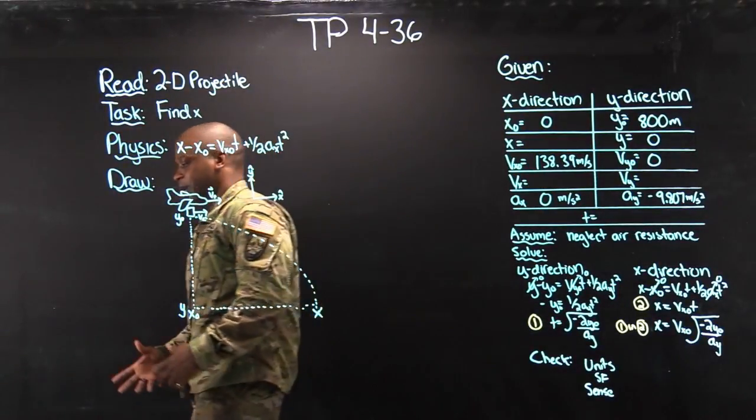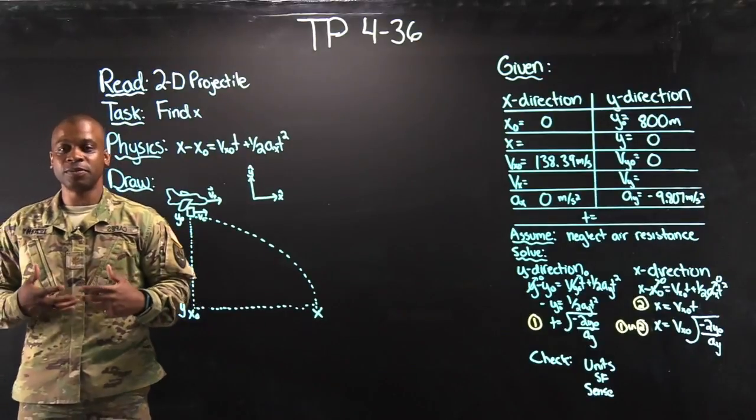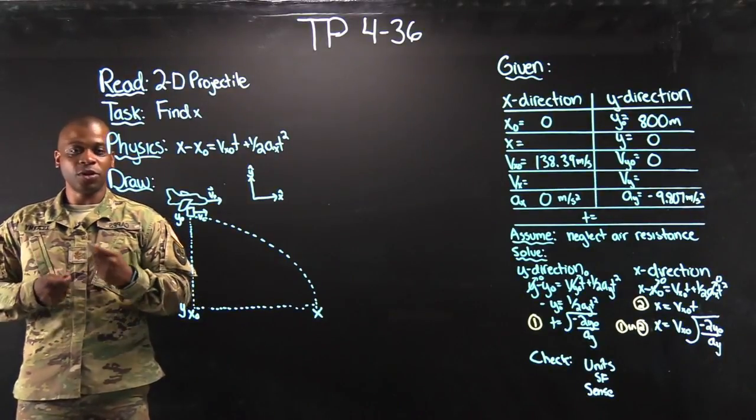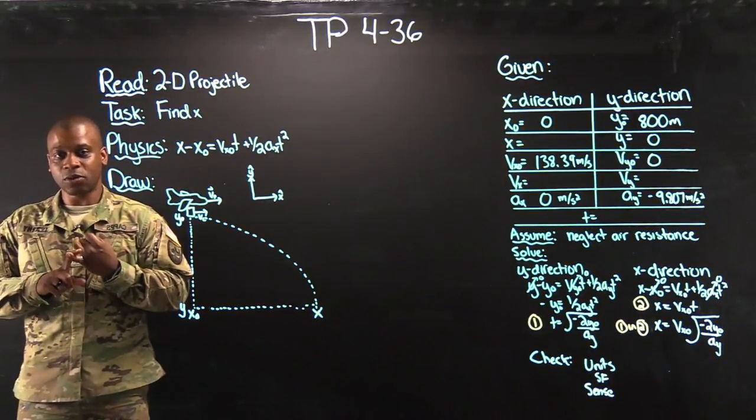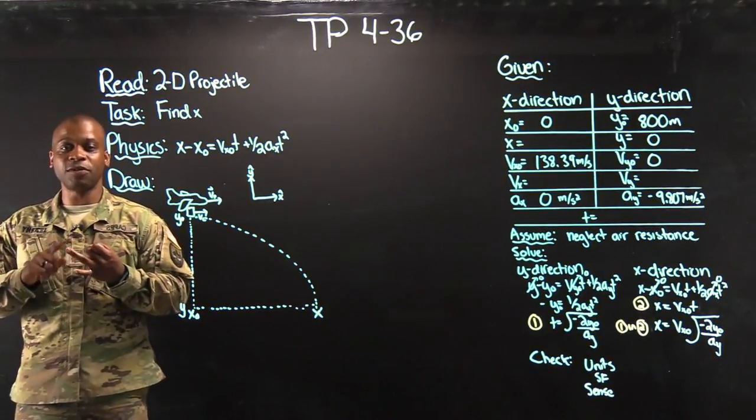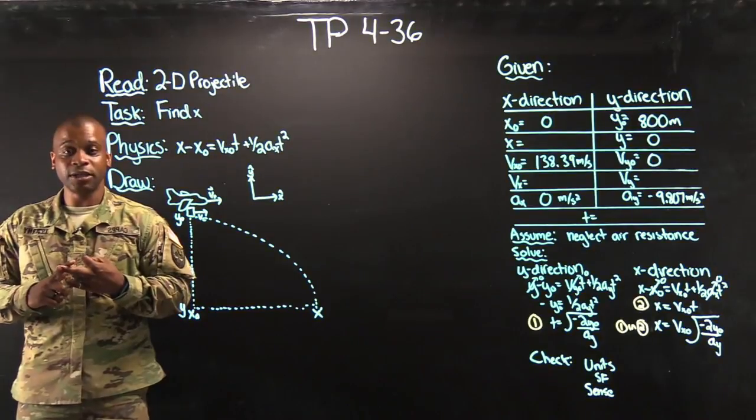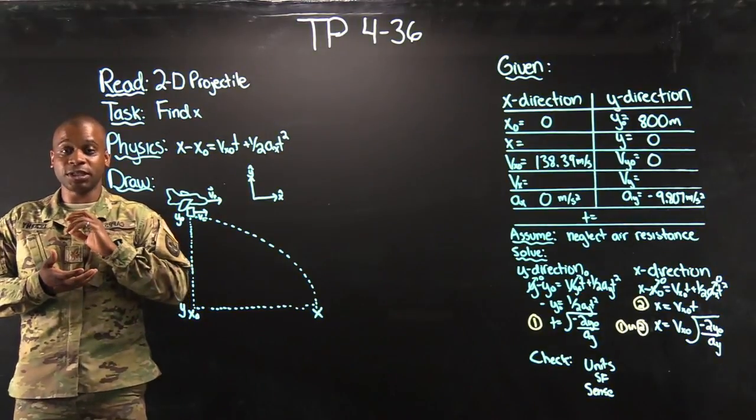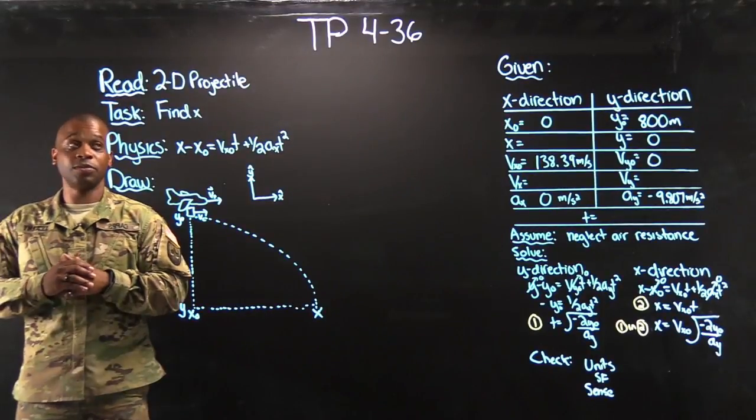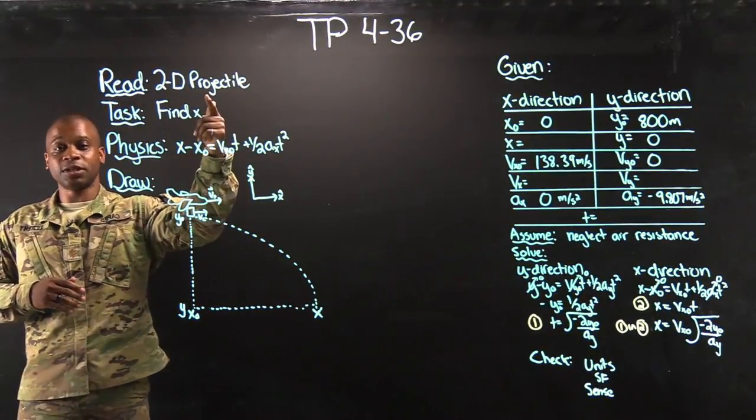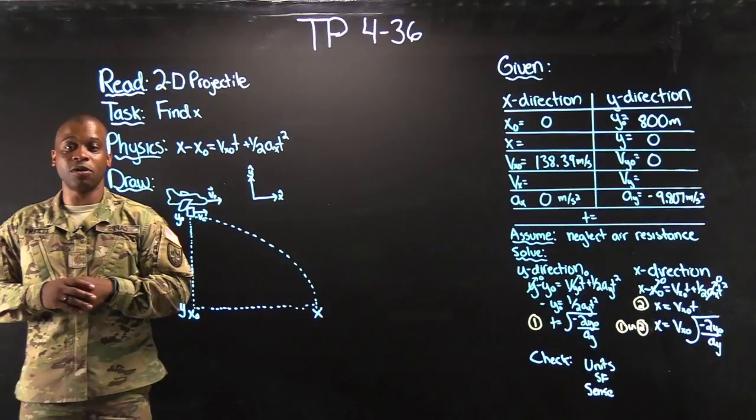TP4-36. Now, when you first read this problem, you have to think to yourself, what are some clues to help me solve this problem? Well, they talk about distance or horizontal displacement, they talk about velocity, and they talk about height. They talk about some projectile leaving an airplane and landing on the ground. That sounds like projectile motion. So, 2D projectile motion is the type of problem we're going to solve.